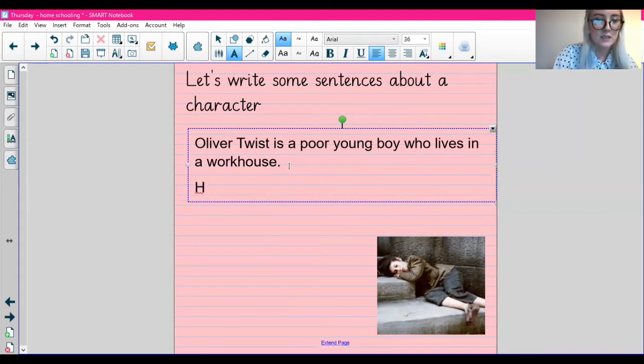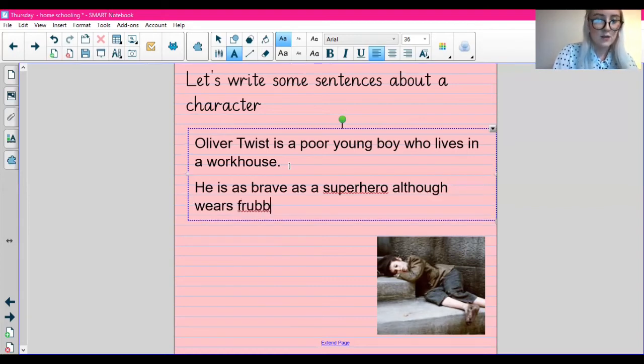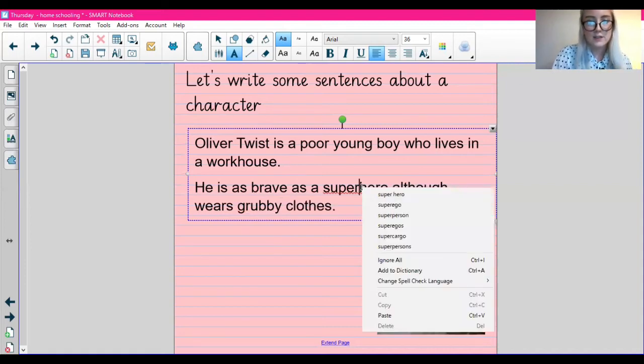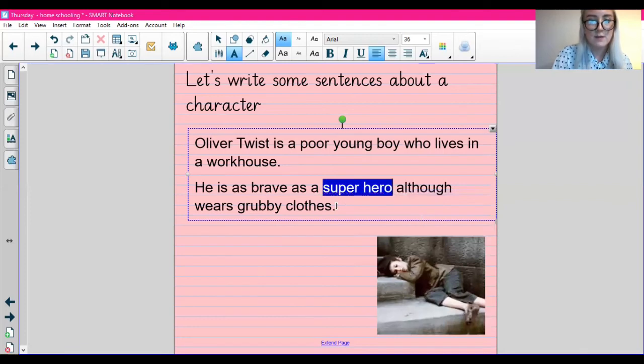Next sentence. He is as brave as a superhero, although he wears grubby clothes. And this should have superhero. There we go. He's as brave as a superhero, although he wears grubby clothes.